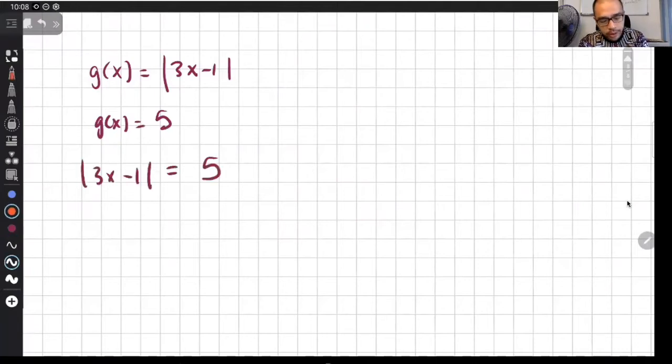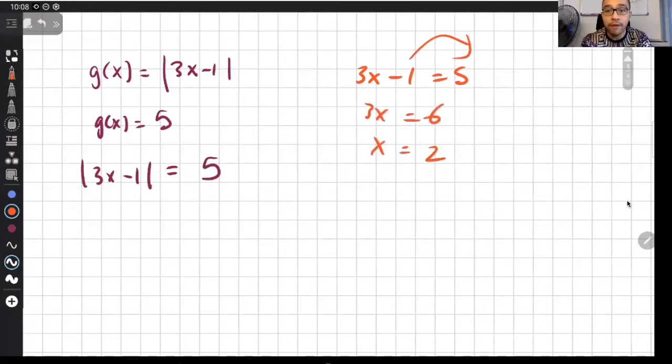Now, the most important thing is that the way to solve this is very different from the normal way. If there's no modulus, 3x minus 1 equals 5, naturally you will know the first thing you do is move the 1 over, so 3x equals 6, and then x equals 2. It's very natural, everybody knows how to do this. But now you have a problem.